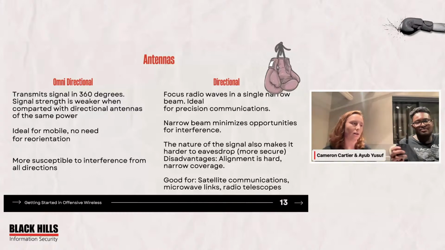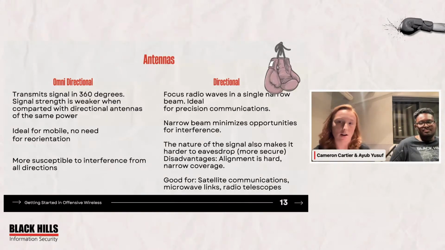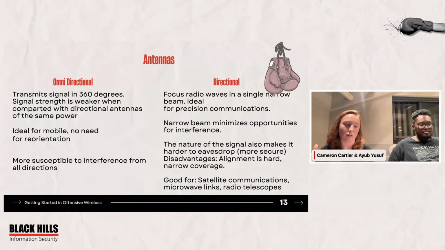There's two primary types of antennas that you'll want to consider. Those are directional antennas and omnidirectional antennas. Omnidirectional antennas transmit signal in 360 degrees. That's actually kind of a lie, because of how the signal propagates. It's more of like a figure 8 shape. But practically speaking, the signal goes out in all directions.